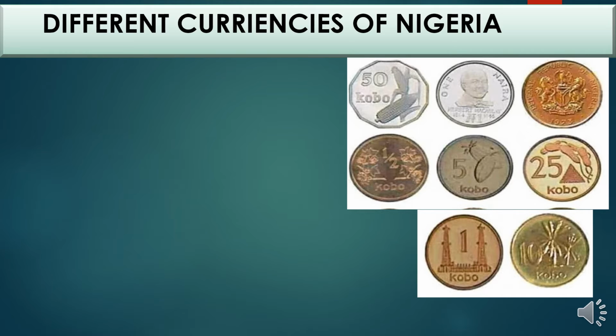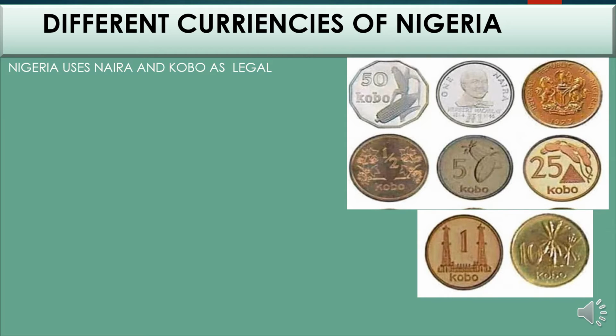Now, boys and girls, in Nigeria, we use Naira and Kobo as our legal currency. Yes, Nigeria uses Naira and Kobo as a legal currency. So that means anywhere you go in Nigeria to buy, you use Naira or Kobo. But right now in the country, we no longer use Kobo for some economic reasons.